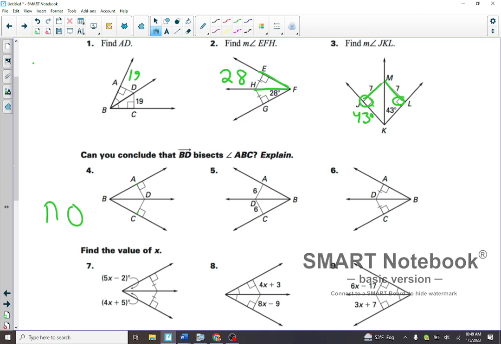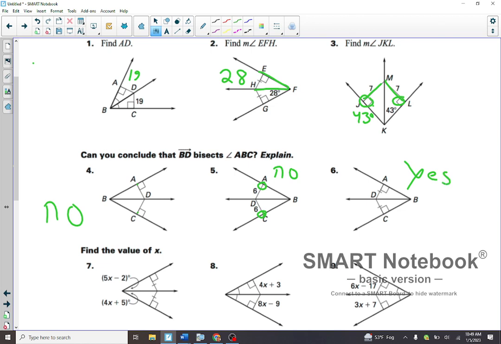Okay. This one, the lines are equal, but what am I missing now? I knew the lines were equal, it's 6 and 6. There's no right angle here. I'm missing these guys, so because I'm missing those, no. While number 6 has right angles and has tick marks, yes.